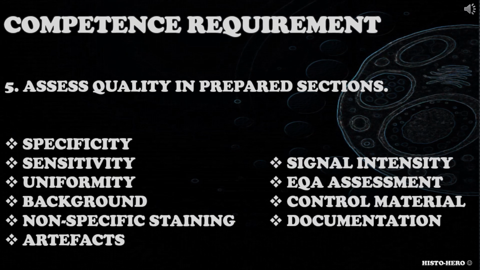The fifth competence requirement is assess quality in prepared sections. Candidate should be able to assess quality of stained sections. Does the candidate assess stained section for quality correctly? Do they take correct steps during the assessment? Do they focus on correct features when assessing quality of staining? Do they maintain appropriate audit trail? When addressing this competence requirement, candidate could consider staining intensity and uniformity, specificity and sensitivity, presence of background, consistency of staining, presence of nonspecific staining, signal intensity, EQA assessment criteria, relevant documentation, control material.